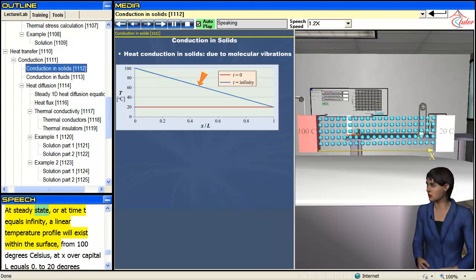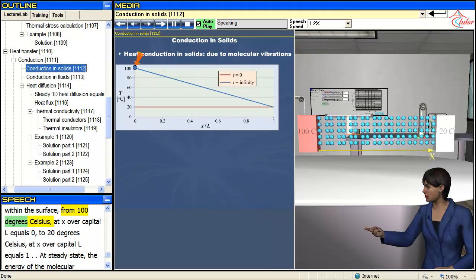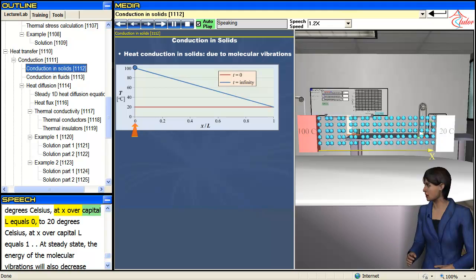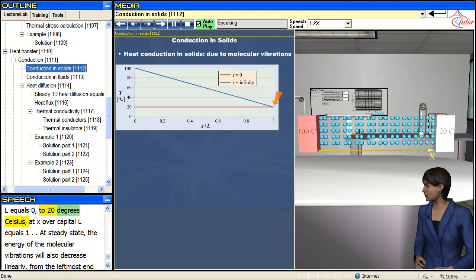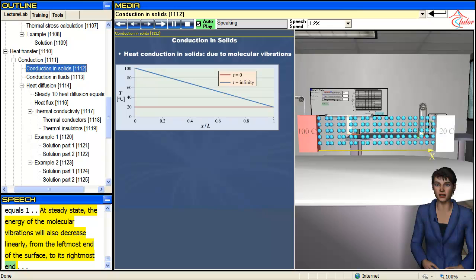At steady state, or at time t equals infinity, a linear temperature profile will exist within the surface, from 100 degrees Celsius at x over capital L equals 0, to 20 degrees Celsius at x over capital L equals 1. At steady state, the energy of the molecular vibrations will also decrease linearly, from the leftmost end of the surface to its rightmost end.